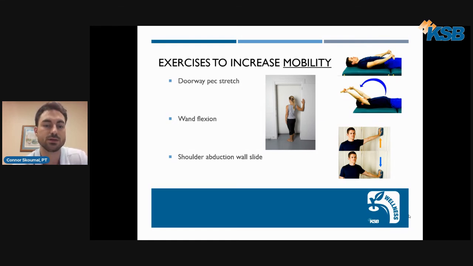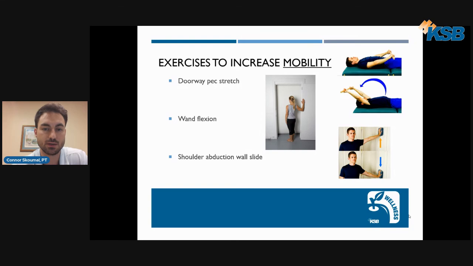So we want to hold these stretches, and I would do that a couple times a day at least. Next is wand flexion. That's the top right picture. This exercise is good for just maintaining or improving your shoulder range of motion, specifically in the sagittal plane. It's also going to help if you have one arm that might be a little tighter than the other.